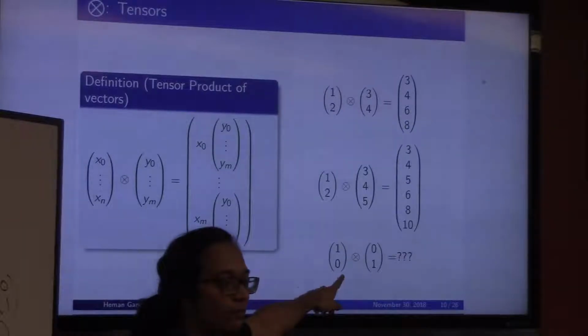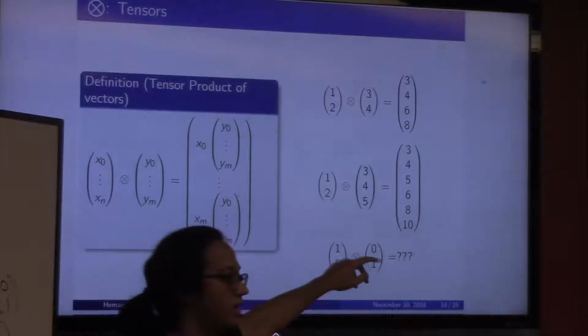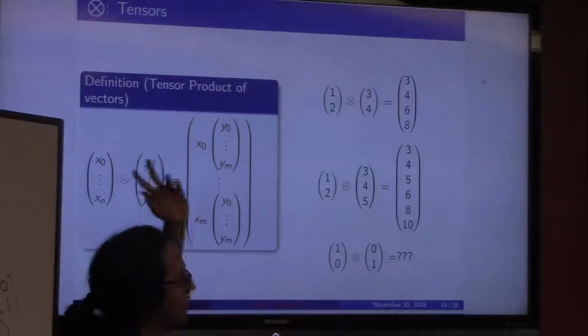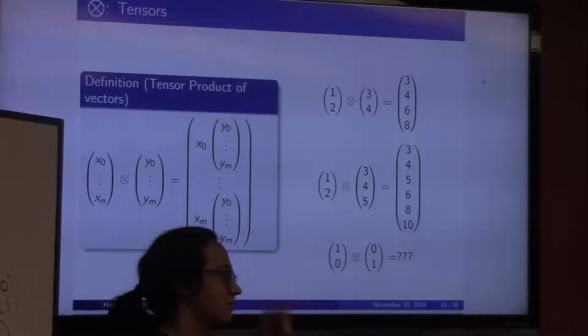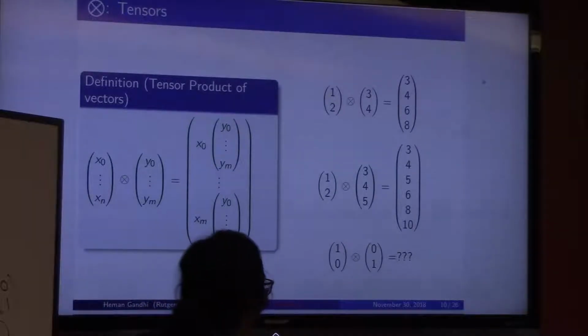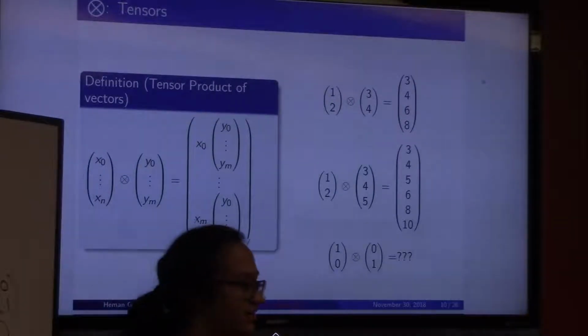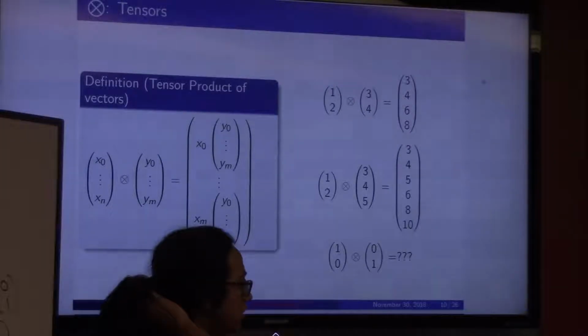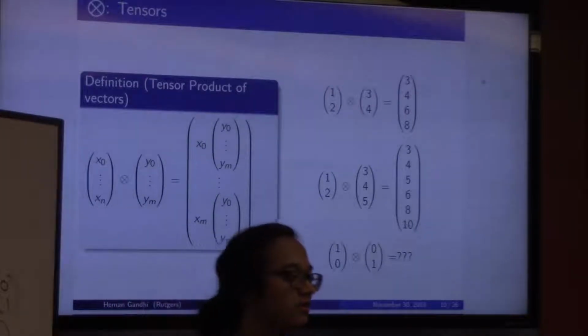Anyone have any other? Yes. Would the one on the bottom be 0, 1, 0, and then 0? Wait, let me think about that. Yeah. 0, 1, 0, 0. Yes. It is 0, 1, 0, 0.